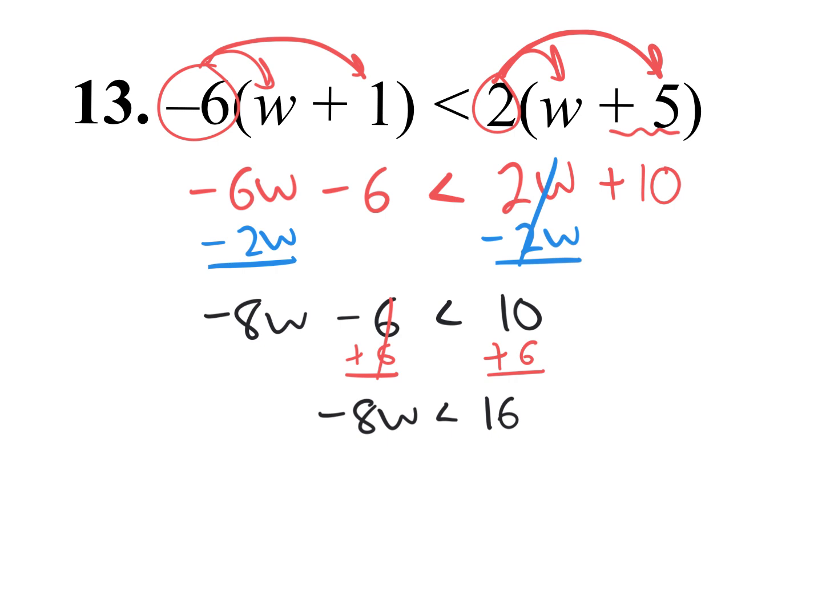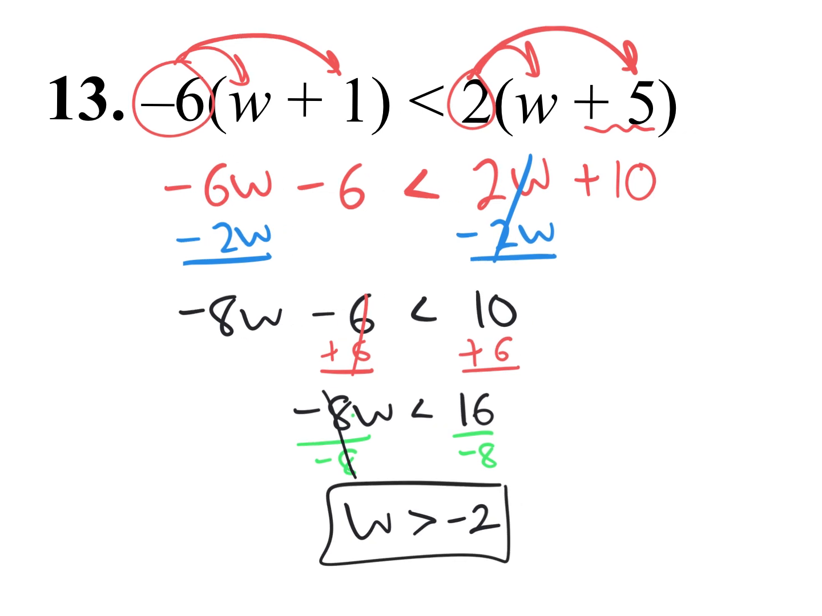For your final step, how do you get rid of that multiplication of negative 8 in front of the w? You do the opposite of multiplying, which is dividing by negative 8. When we do to one side, do to the other, divide by negative 8. That'll give you your final answer. w is negative 2 over here on this side, and it does flip. It does change. This less than symbol becomes a greater than symbol. Why? Because we divided by a negative on our last step. So there's our answer. w is greater than negative 2.